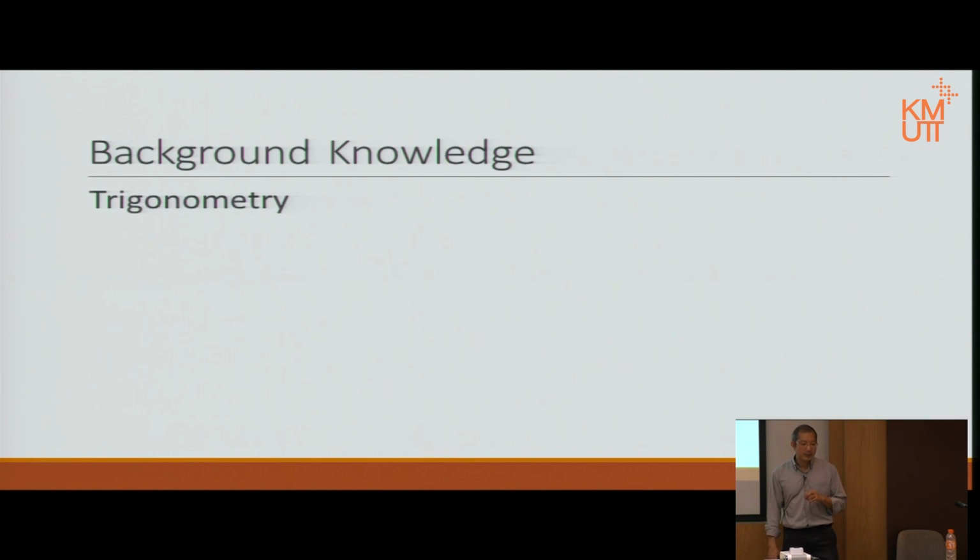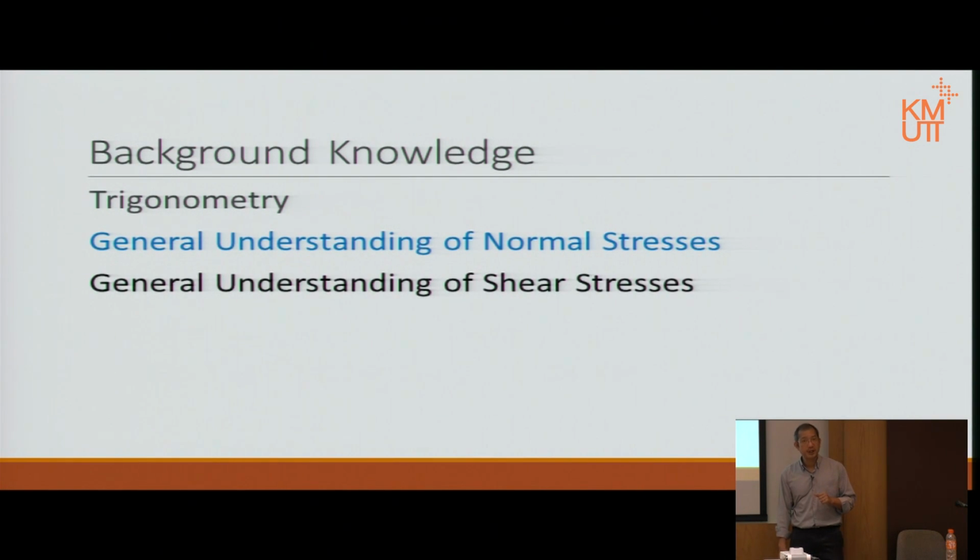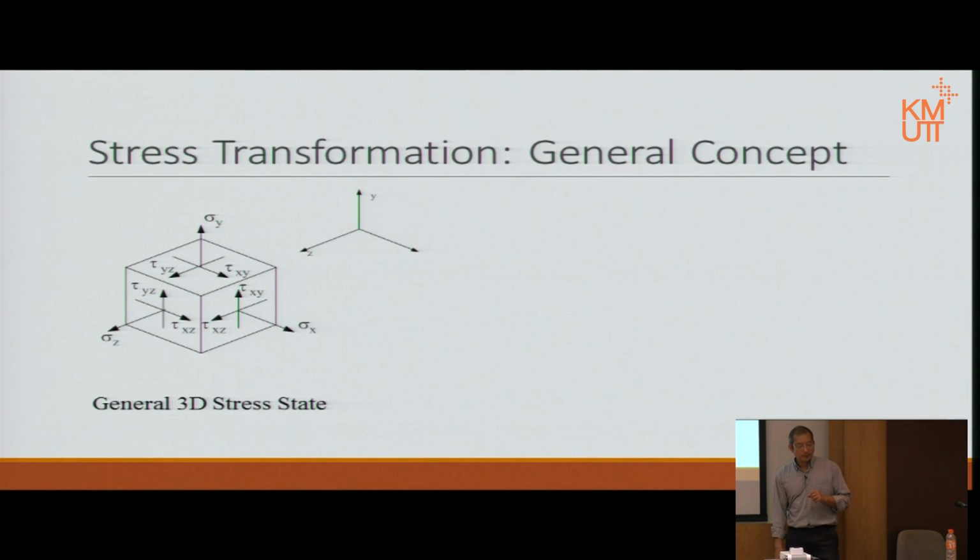Now, the background knowledge. In this topic, we have to use a lot of circles and triangles, so basic knowledge of trigonometry will be needed. Then we will need the general understanding of the normal stresses, of course, and the shear stresses. Now, this Mohr circle, this stress transformation, is the interaction between the normal stress that we actually know so far as axial stresses, and also it will interact with shear stresses.